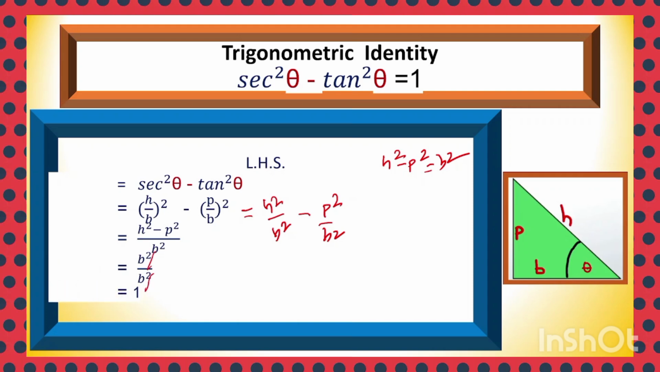Thus, sec square theta minus tan square theta is equal to 1, an important trigonometric identity which is true for all values of angle theta except theta is equal to pi by 2 or 90 degree.